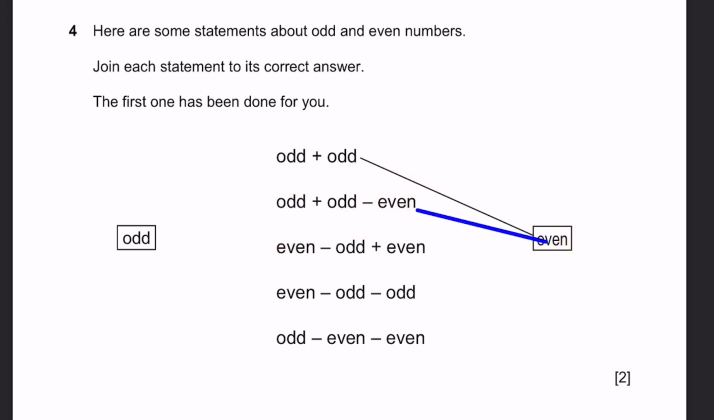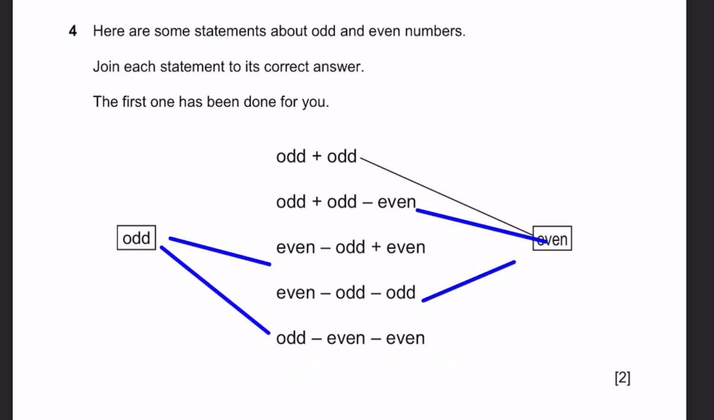Even minus odd plus even. So that's two even numbers added together, that'll be even, and then subtracting an odd to get odd. Even minus odd minus odd. So we subtract odd twice, we'll go back to even. Odd minus even minus even. Odd minus even is odd, and that odd number minus even is another odd.